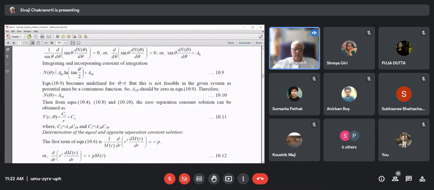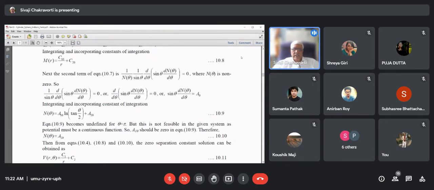And therefore, what is the electrical potential function? That is mr into n theta. So mr is 10.8 and n theta is 10.10. You multiply this. Then the first constant C10 multiplied by A20, that becomes C1 at the bottom. Then C20 multiplied by A20, that becomes the constant C2 at the bottom. So that's where it is written over here.